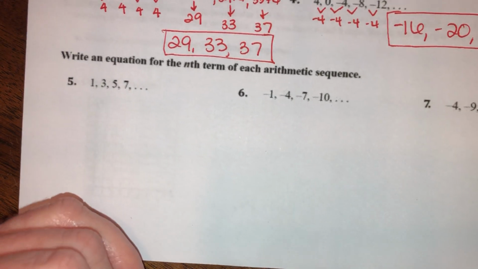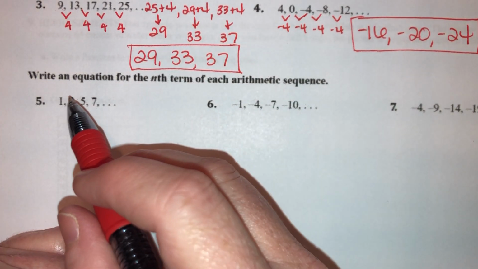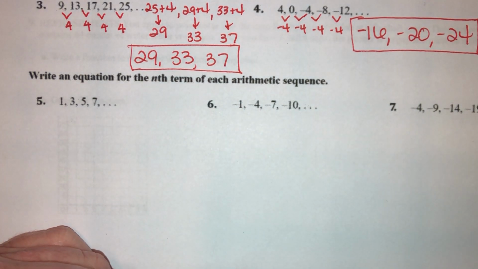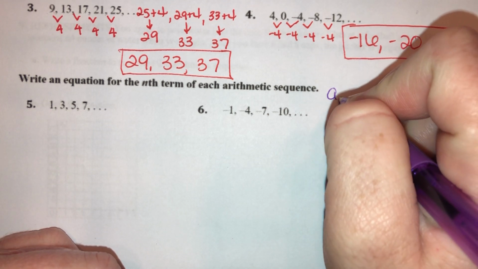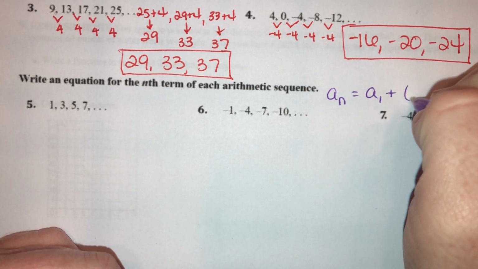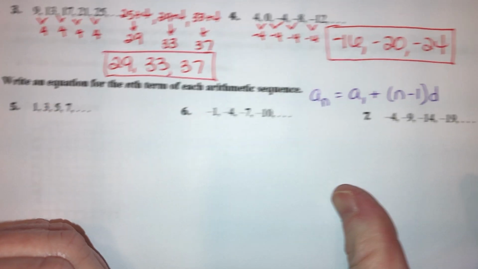Okay, and then finally down here, you might see some of these kind of problems on your homework. That's why I'm doing them this way. Write an equation for the nth term of each arithmetic sequence. And just as a little reminder, our formula is a sub n equals a1 plus n minus 1 times d. You will need to know that.